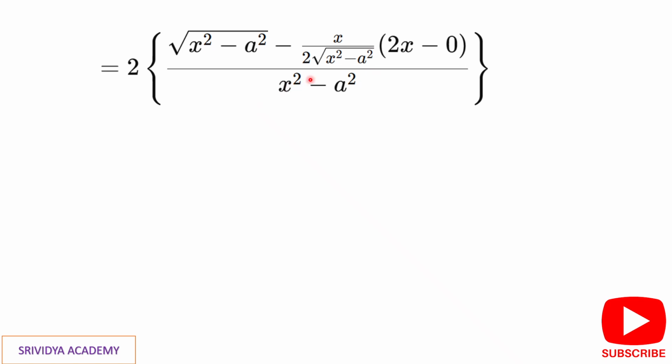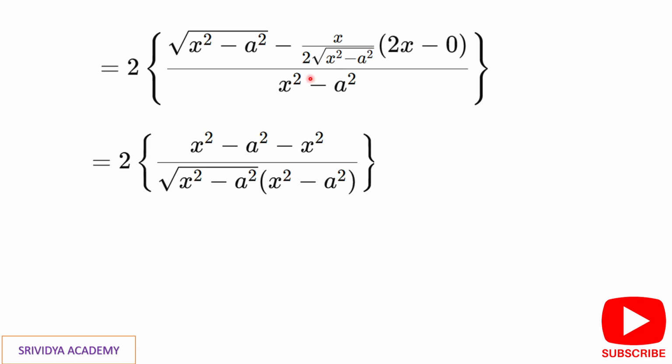Now let us take the LCM here as root of x square minus a square, and 2 is eliminated here, and we have x into x is x square, and when we take this root of x square minus a square as LCM, we get root of x square minus a square into root of x square minus a square, which is nothing but x square minus a square, minus x into x is x square here, and as I have already told you, 2 is eliminated, and divided by x square minus a square, and the term which we took LCM is root of x square minus a square comes to the denominator here.